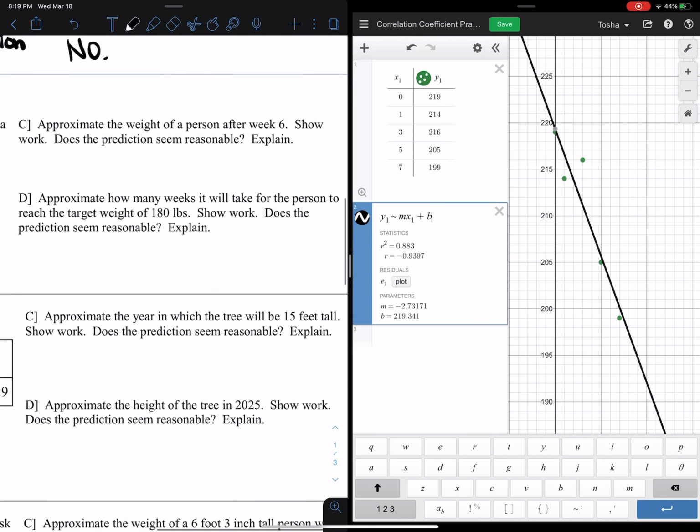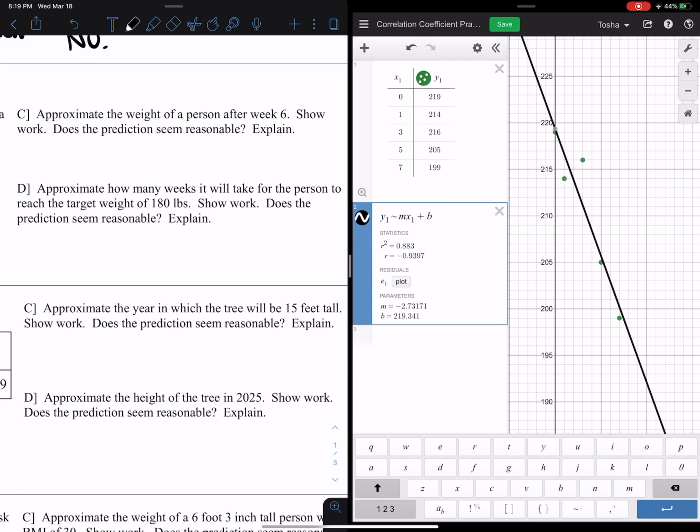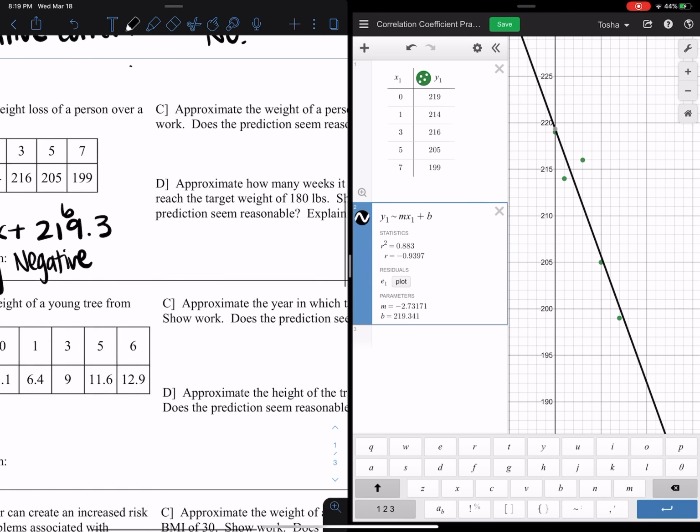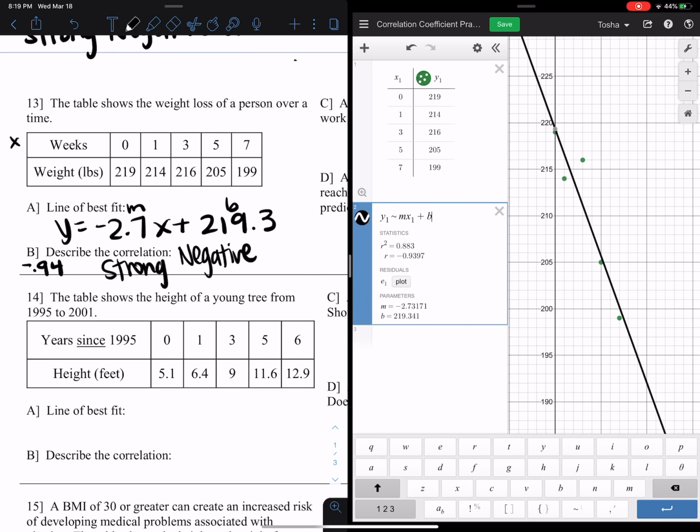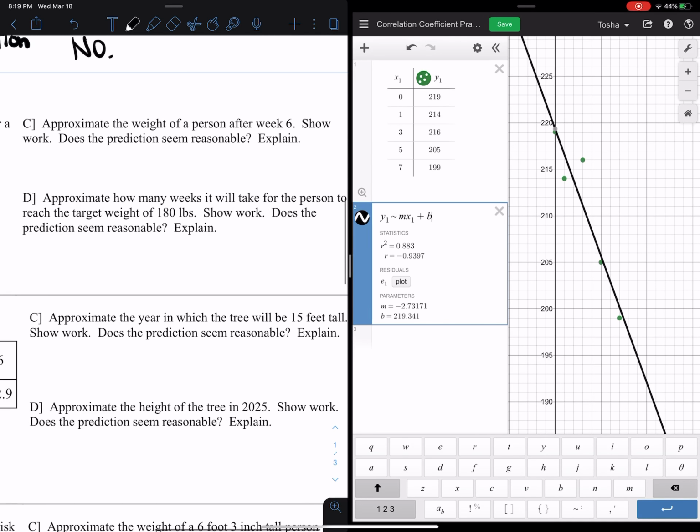So C says approximate the weight of a person after week 6. So remember, weeks, that's X, the weight, that's our Y. So if we are looking at 6 weeks, that just means that X is going to be 6.